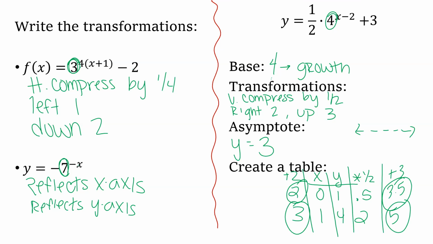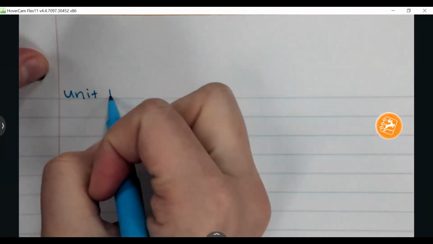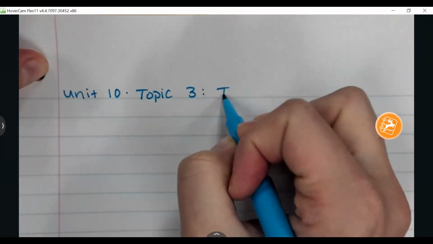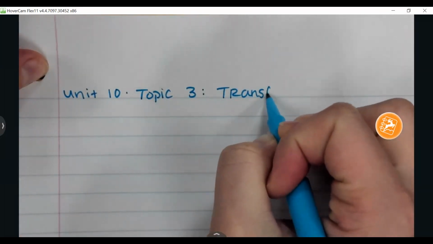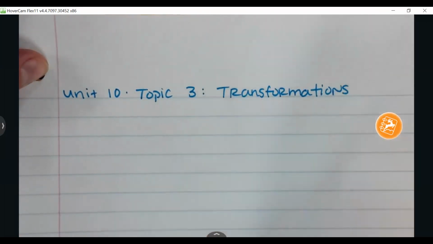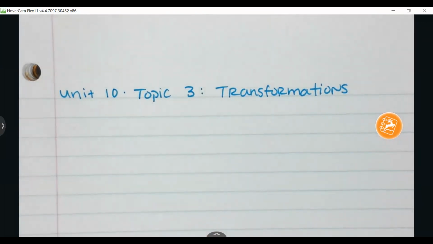At the top of your paper, this is still Unit 10, Topic 3, you can still write that. Today we're doing transformations of logs. Okay, so today we're doing logs.